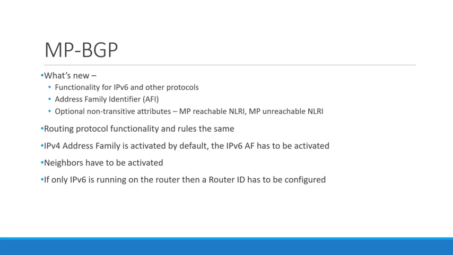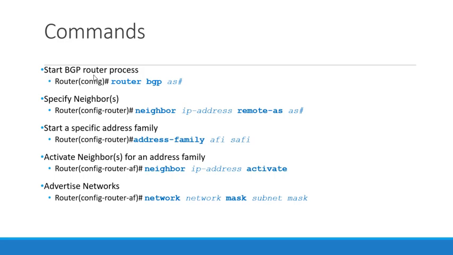So what are our commands to configure this? We have to start the BGP router process using the router bgp autonomous system number command. Then we specify our neighbors using the neighbor command. We start a specific address family using the address-family AFI SAFI command. That stands for address family identifier and subsequent address family identifier, so that would be like IPv4 unicast or IPv6 unicast or multicast. Then we have to activate our neighbors for an address family using the neighbor activate command. And lastly, we need to advertise our networks using the network mask command.